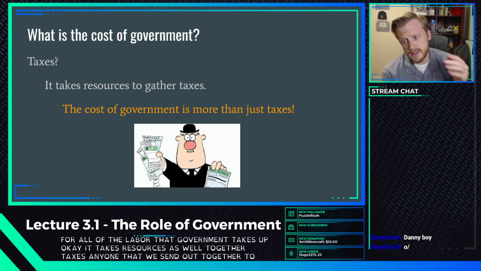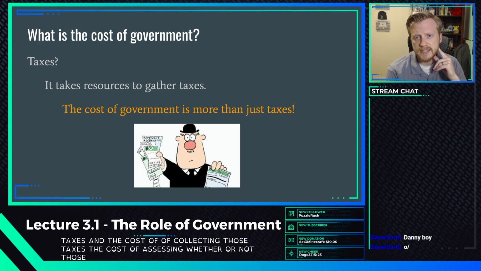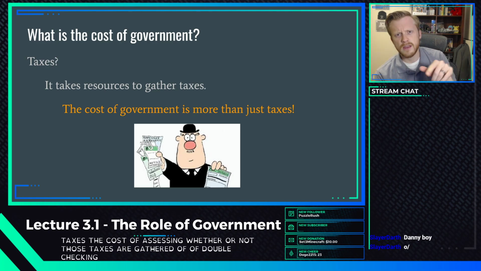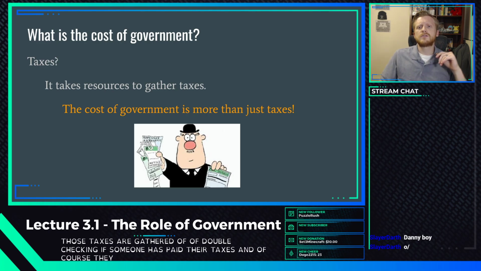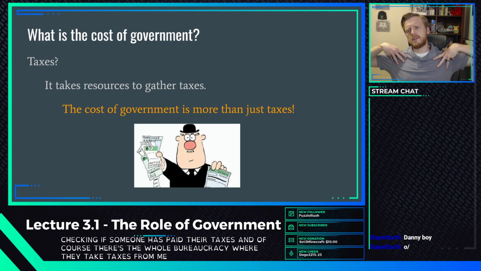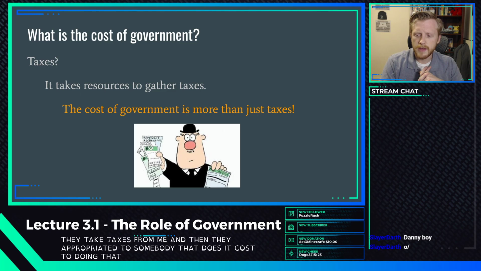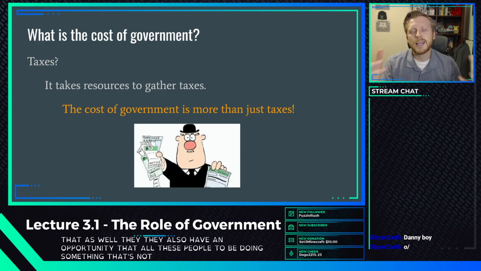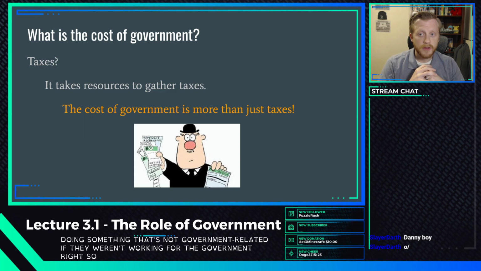Anyone that we send out to gather taxes, there's the cost of collecting those taxes, the cost of assessing whether or not those taxes are the right amount gathered, of double checking whether or not someone has paid their taxes, and of course there's the whole bureaucracy where they take taxes from me and then appropriate it to somebody. There's a cost to doing that. And everyone that's doing that also has an opportunity cost. All these people could be doing something that's not government related if they weren't working for the government. So the cost of government is a lot more than just taxes.